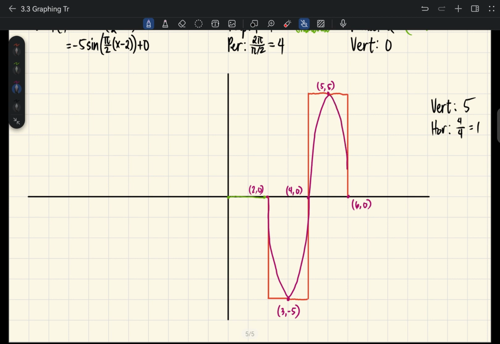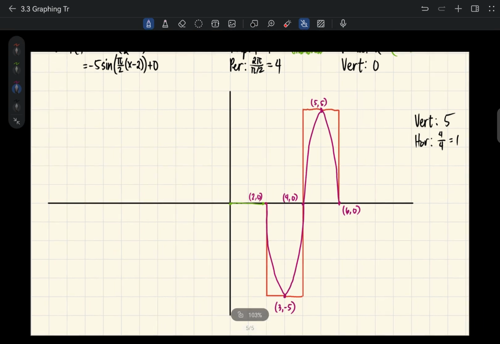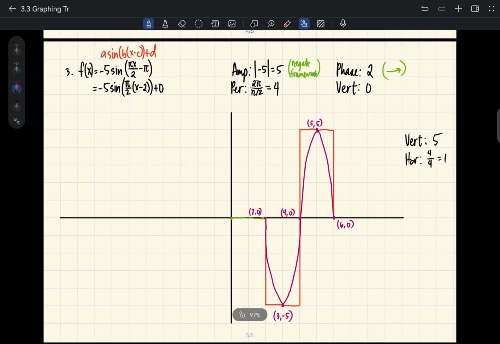My drawing is so bad, but more or less it looks like this. So here's the graph of number 3.